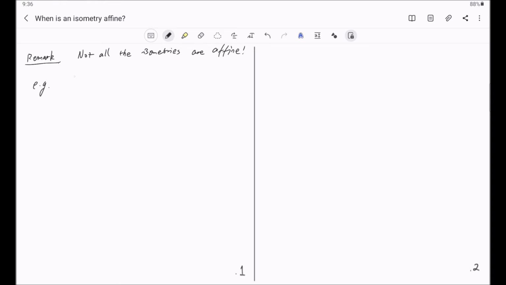So for example, let's take E to be the real line equipped with the absolute value as its norm. And let F be the plane, the Euclidean plane, equipped with the maximum norm. So here this notation means if you have a vector, its infinity norm or maximum norm is equal to the maximal one of its components.